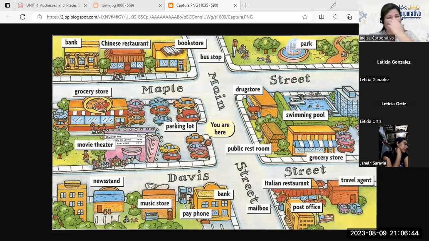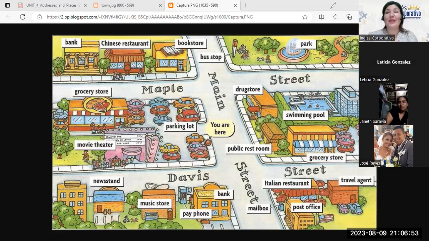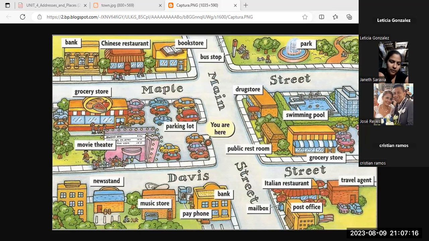Bye bye, Leti. Janet. Vámonos. Have a good night. Janet. Usted me queda. Yo, teacher. Ah, okay, Leti, vamos. The parking lot is in front of the bookstore. Okay, very good job. Very good job. Bye-bye, Leti. Se puede ir a dormir. Bye-bye. Janet, contigo termino.